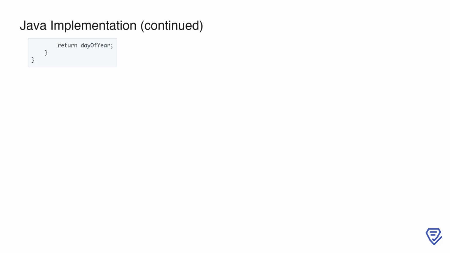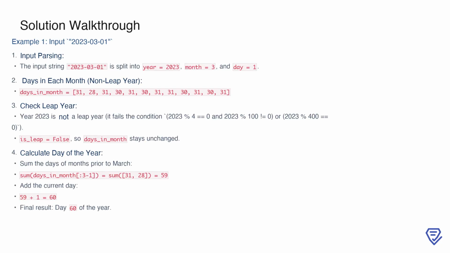The final step is straightforward. Once we have calculated the total number of days by summing the days from previous months and the current day, we simply return this value as the result. This represents the day of the year for the given date. The method is efficient and handles both leap years and non-leap years correctly by dynamically adjusting February's days when necessary. With this, our implementation is complete, providing an accurate way to determine the day of the year for any valid date input. To solve this problem, let's start by parsing the input date string.